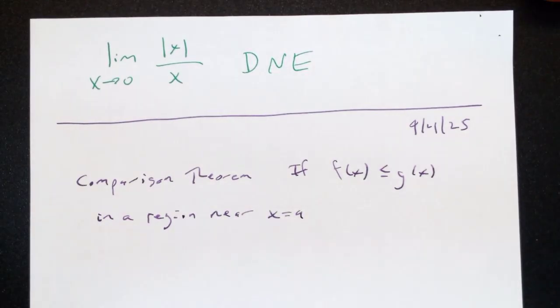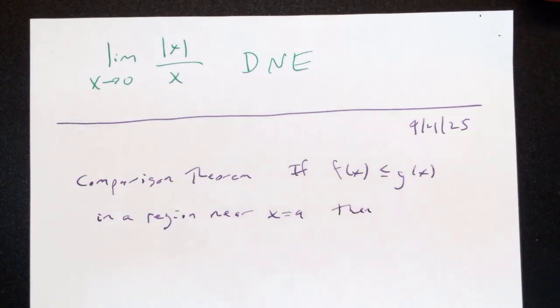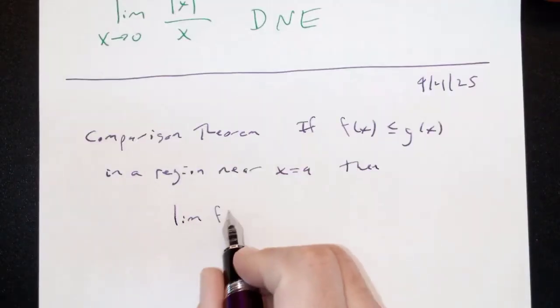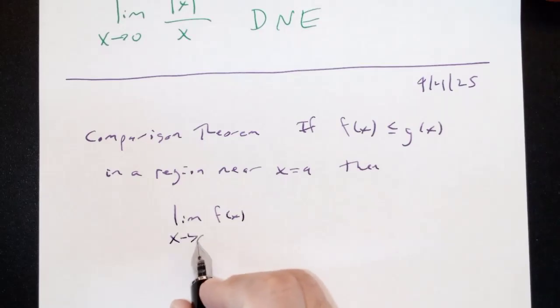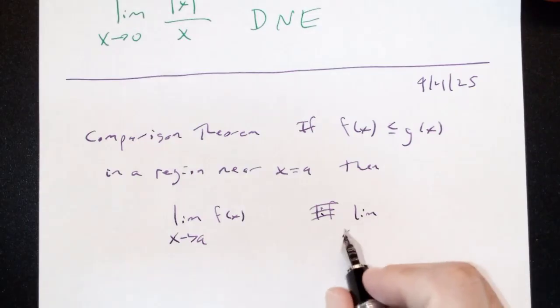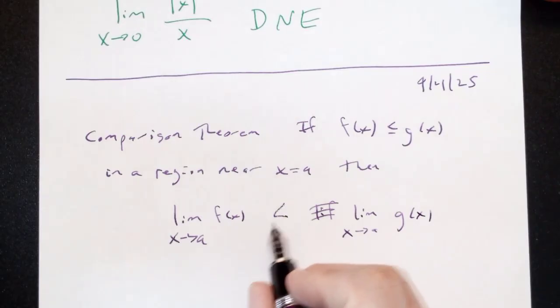So let's suppose I have two functions f and g. And in a region near some point A, I know that f is always less than or equal to g. Then, if I take the limit, specifically at that point A, for each of those functions, this inequality stays the same.